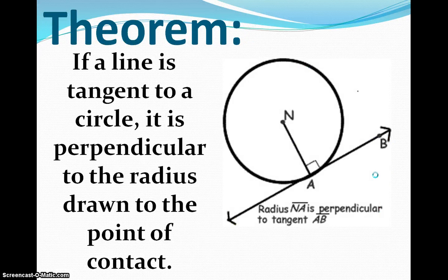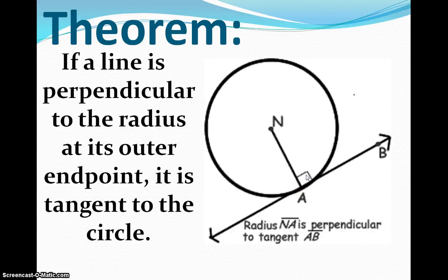So our first theorem: if a line is tangent to the circle, then it is perpendicular to the radius drawn to the point of contact. We take that one point where the line hits the circle, and we can connect the radius to the center of the circle. We can draw that radius, and those two lines should be perpendicular, creating that 90-degree right angle.